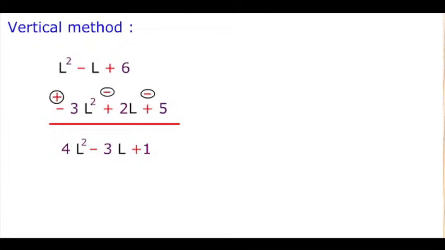Vertical method. l squared minus l plus 6 plus 3l squared minus 2l minus 5. Then we have 4l squared minus 3l plus 1.